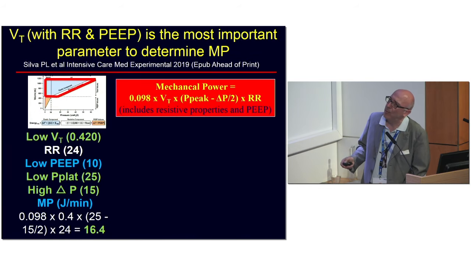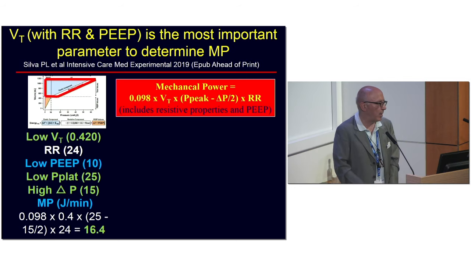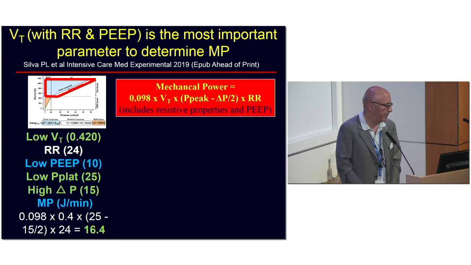Now, we look at what happens when we are protectively ventilating a lung with low tidal volume, respiratory rate 24, relatively low PEEP at 10, plateau pressure very protective, 25, and driving pressure around 15, okay, which is the maximum. If you calculate, this is equivalent to 16 times 4 joule per minute, okay?